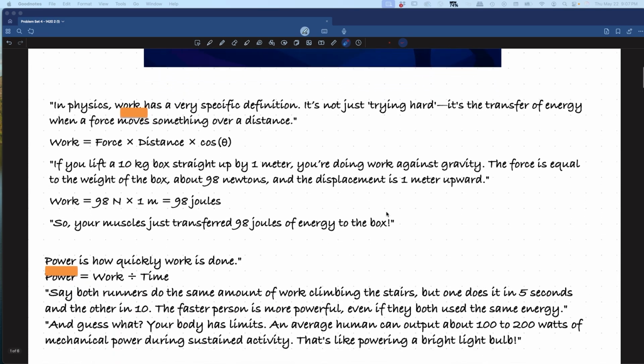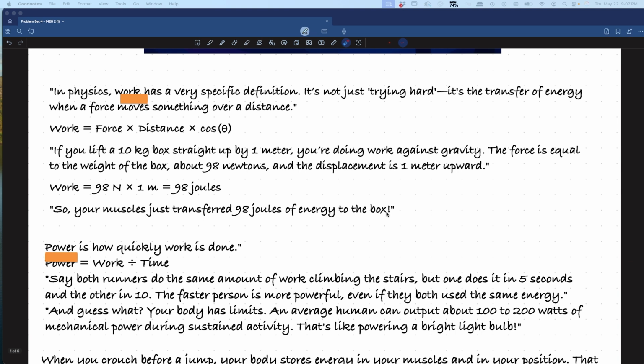In physics, work has a very specific definition. It's not just trying hard. It's the transfer of energy when force moves something over a distance. So work is calculated using the formula force multiplied by distance multiplied by cosine of the angle between force and distance. So this angle is the angle between force and distance.